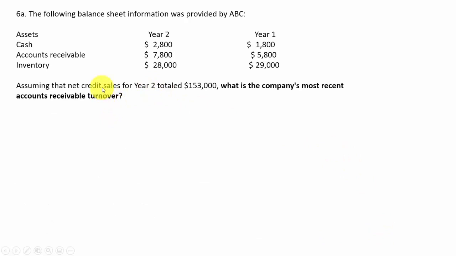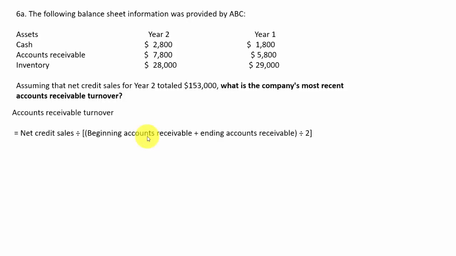Assuming that net credit sales for year 2 totaled $153,000, what is the company's most recent accounts receivable turnover? Accounts receivable turnover is a ratio that measures how quickly you're collecting your money in accounts receivable. So the calculation is figured out like this. You take net credit sales and you divide by the average of accounts receivable. And you get the average by taking the beginning accounts receivable for the year plus the ending accounts receivable for the year, add them together and divide by 2.